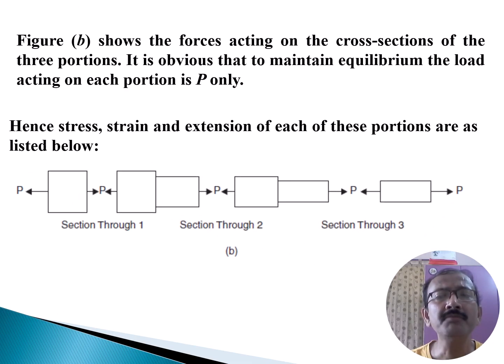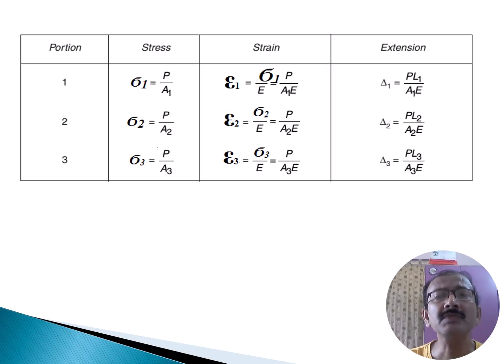Now this figure B shows the forces acting on the cross section of the three portions. It is obvious that to maintain equilibrium the load acting on each portion is P only. So if we separate each portion, section 1, section 2 and section 3, we see that the load P is applied in all the sections. So stress, strain and extension of each section are listed below, for portion 1, portion 2 and portion 3.